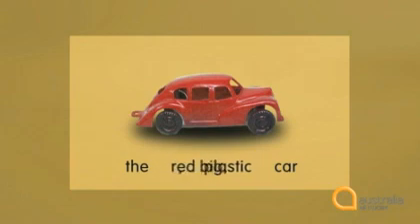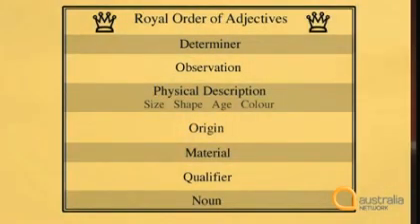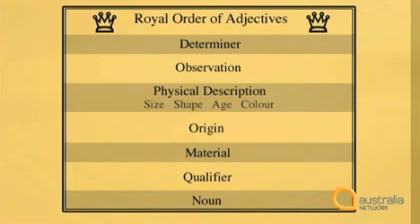But why don't we call it the red plastic big car? How do you know which order to put the adjectives in? Well, for native speakers, it's just that it sounds right. But luckily, there are some rules. It's called the Royal Order of Adjectives. Let's have a look at it.